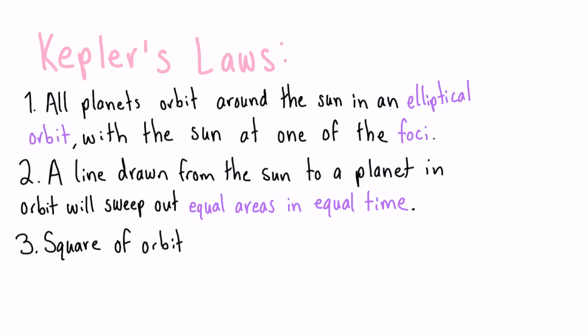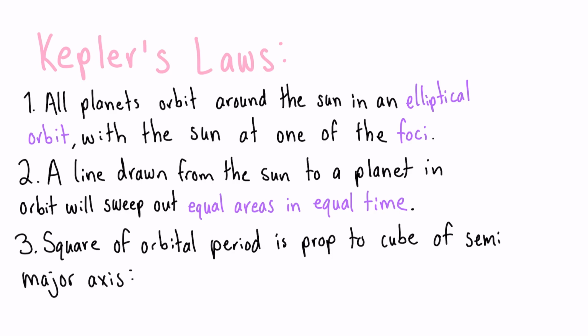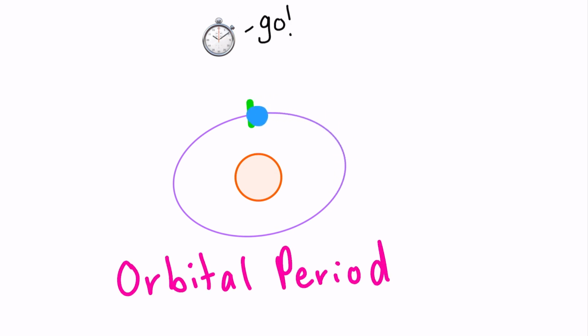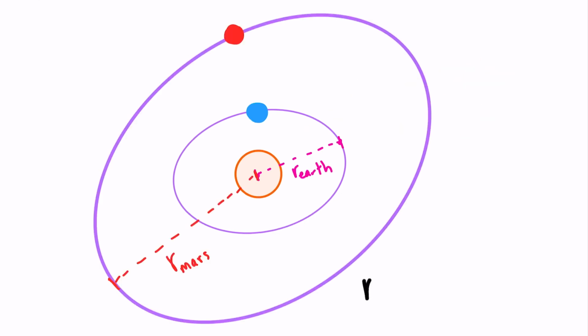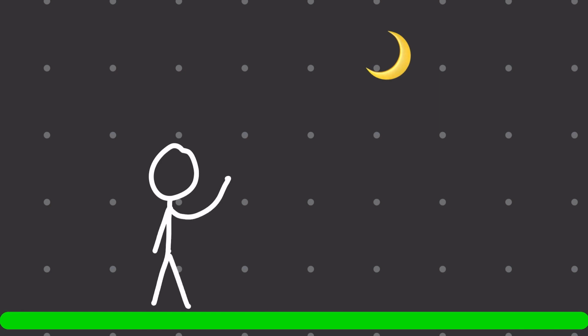Kepler's third law states that the planet's period squared is proportional to the cube of the orbit's semi-major axis. The period is essentially how much time it takes for the planet to go around the sun. The semi-major axis is the longest distance between the planet's orbit and the sun. Kepler's third law makes sense to us, as we know that a year on other planets is longer when they are further away.